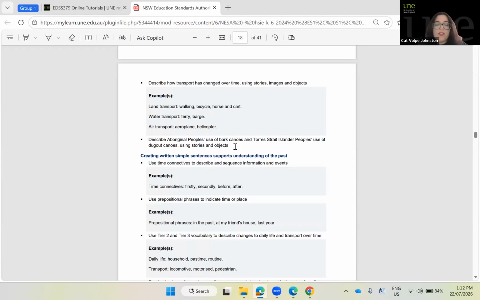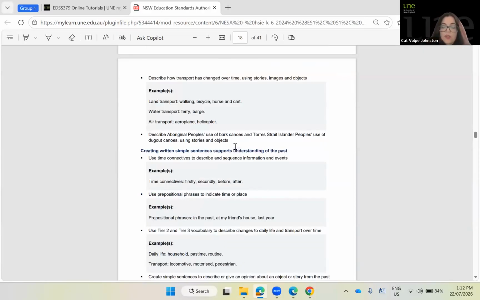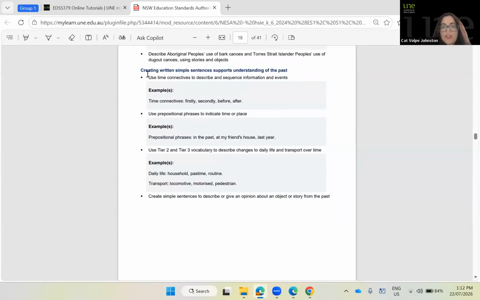Now, you'll remember me mentioning that there is that create written text outcome that is assessed in stage 3. So you're still teaching that in stages 1 and 2 as well, early stage 1 and 2. So you'll notice here that at the end, students are creating written simple sentences that support understanding of the past, that connection between literacy and history.